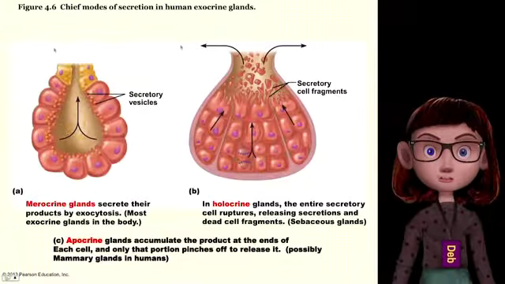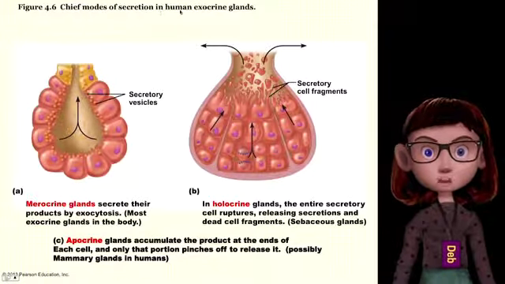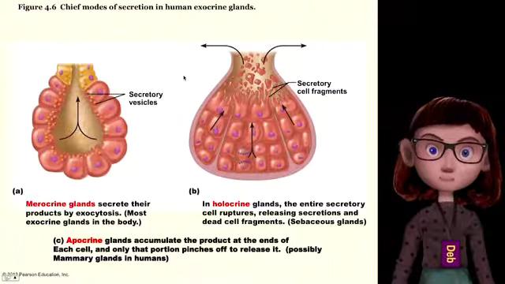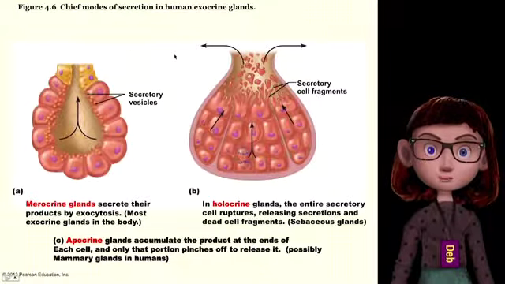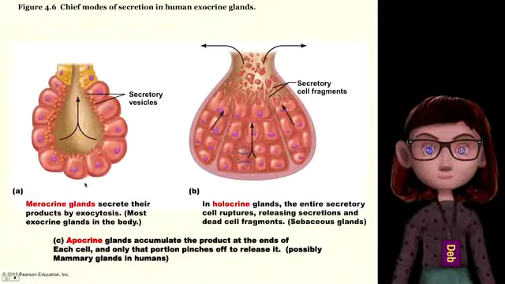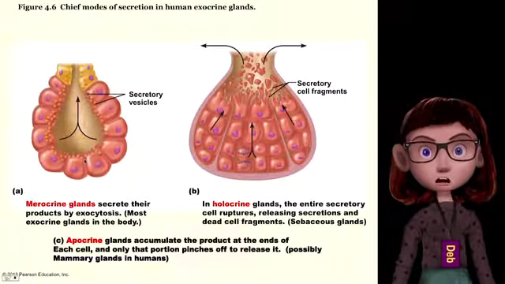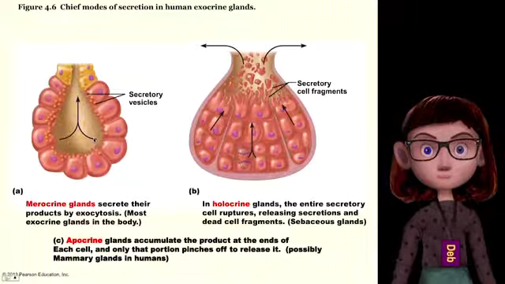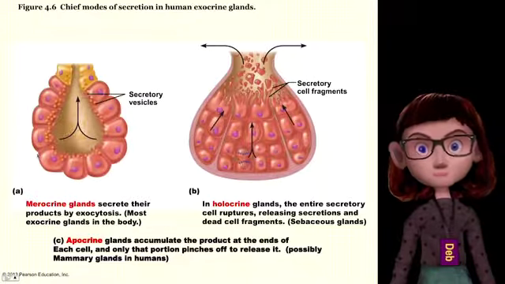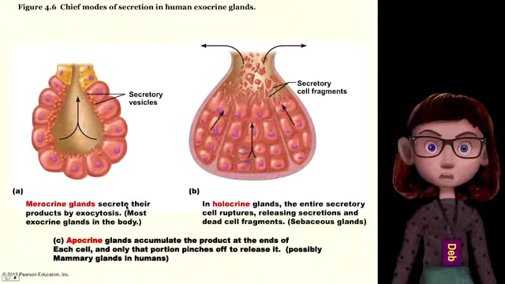Now, there's actually 3 modes of secretion, and you will notice this is going to be on your study guide. You need to know the 3 chief modes of secretion in human exocrine glands. A, merocrine glands. Merocrine glands will secrete their products by exocytosis. Remember, exocytosis is when a product will actually be spewed out by the cell. Most exocrine glands in the body are this type, merocrine glands.